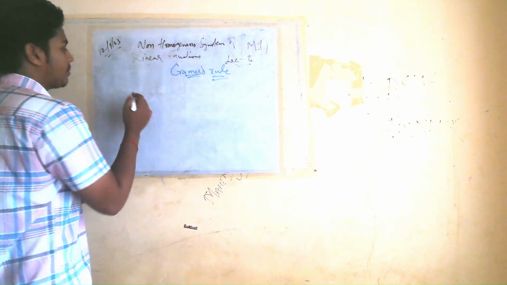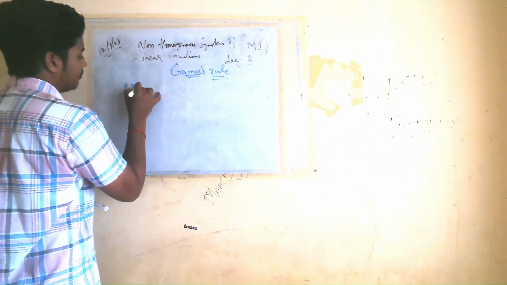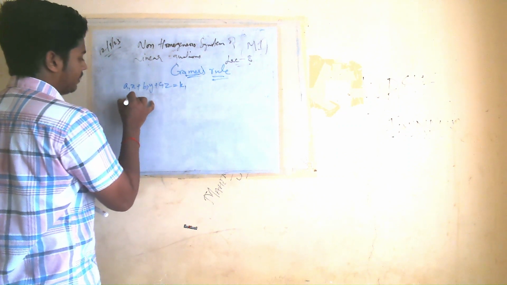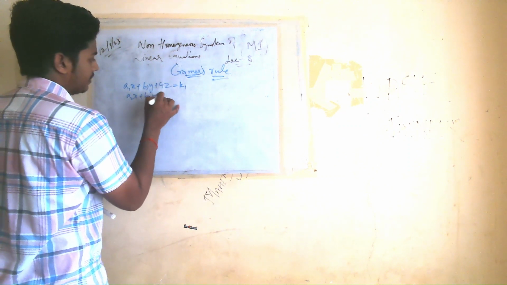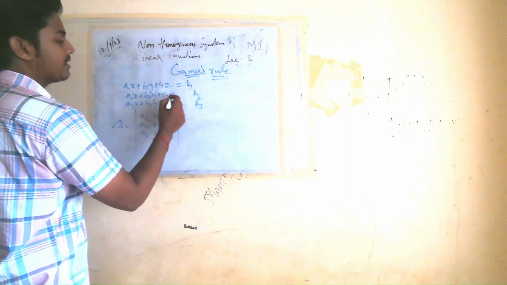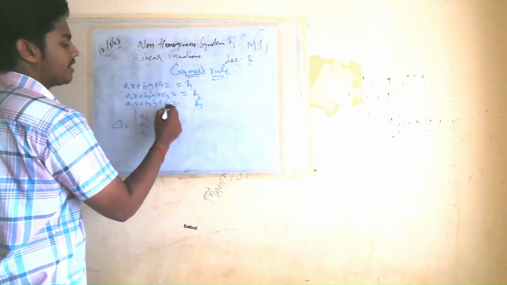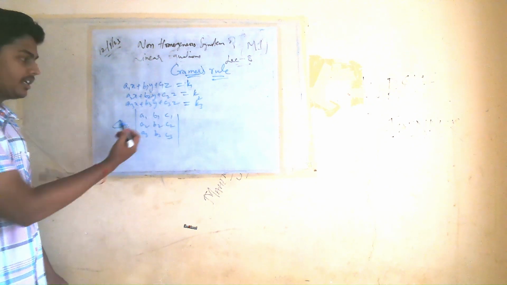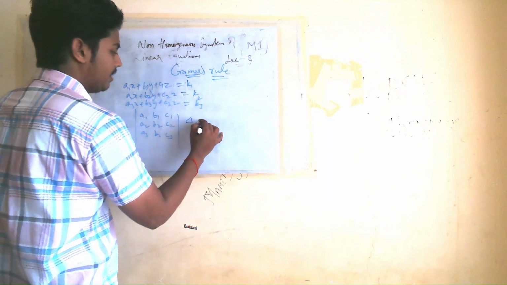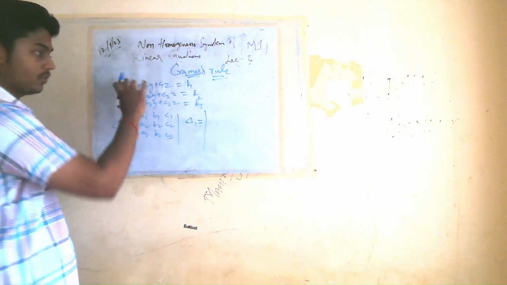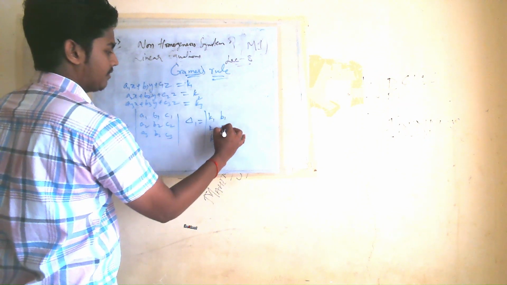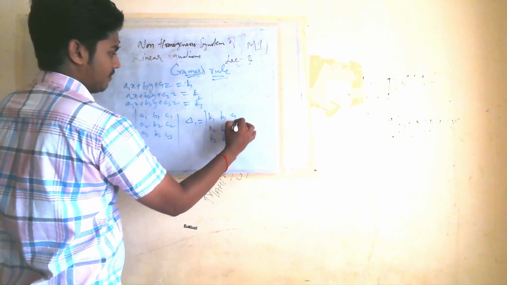Now here the system of equations, let it be a1x plus b1y plus c1z equal to k1, a2x plus b2y plus c2z equal to k2, a3x plus b3y plus c3z equal to k3. Our main determinant delta will be a1 b1 c1, a2 b2 c2, a3 b3 c3. And delta 1 would be, excluding the first column, you substitute these values k1 k2 k3 and the remaining b1 b2 b3 c1 c2 c3.